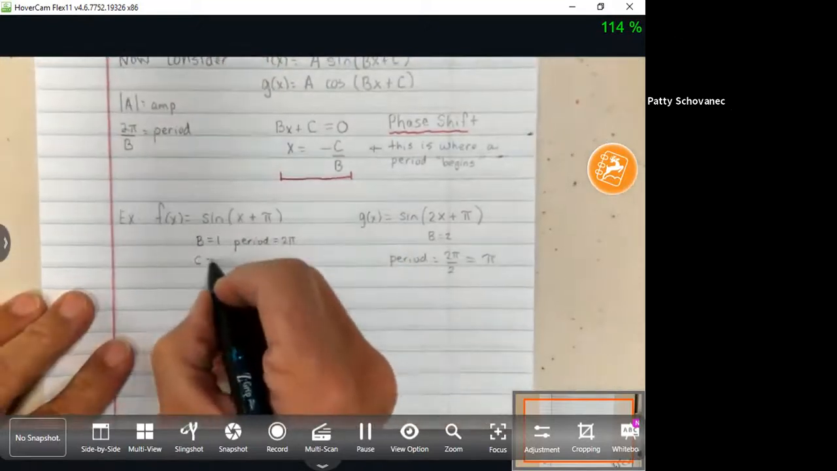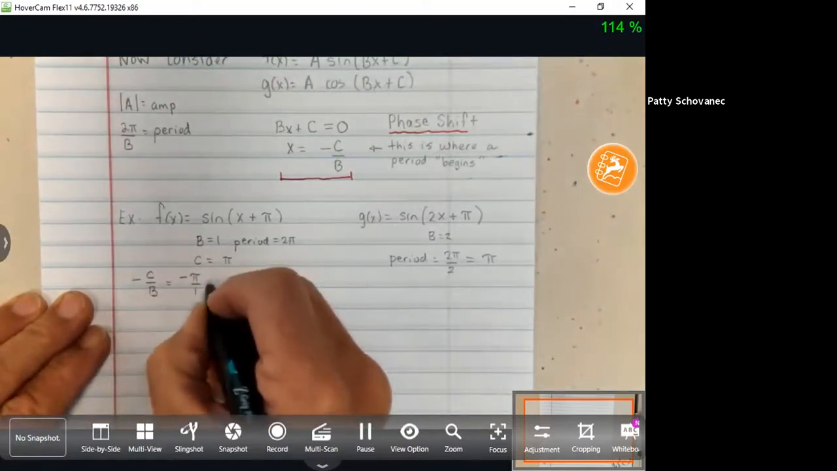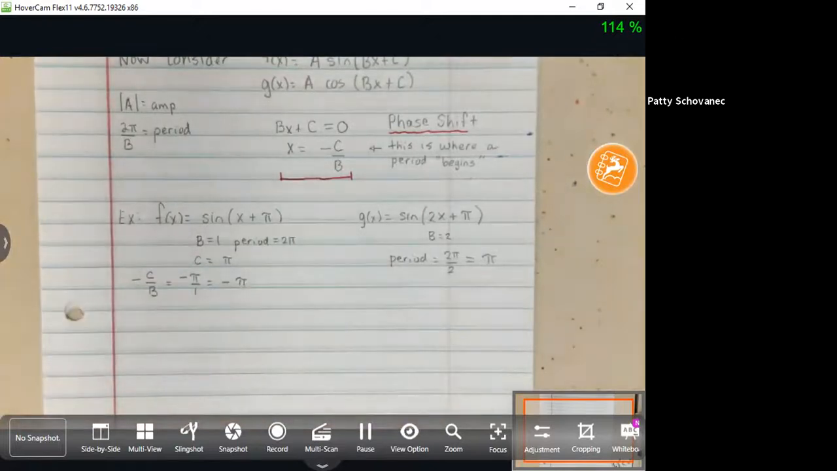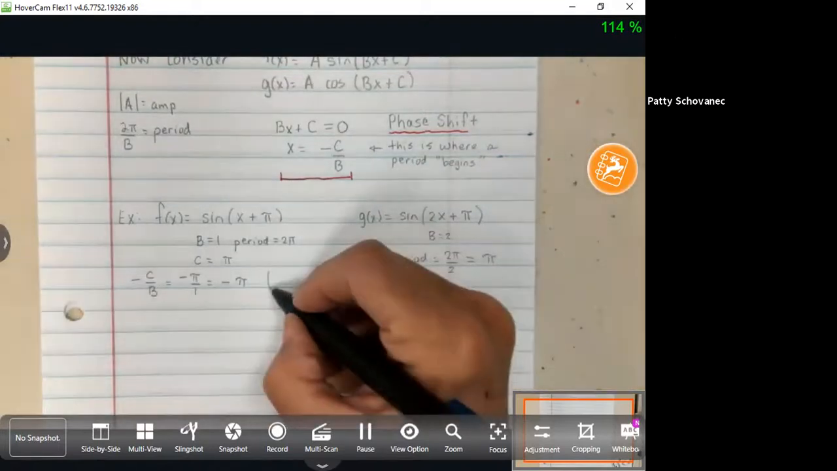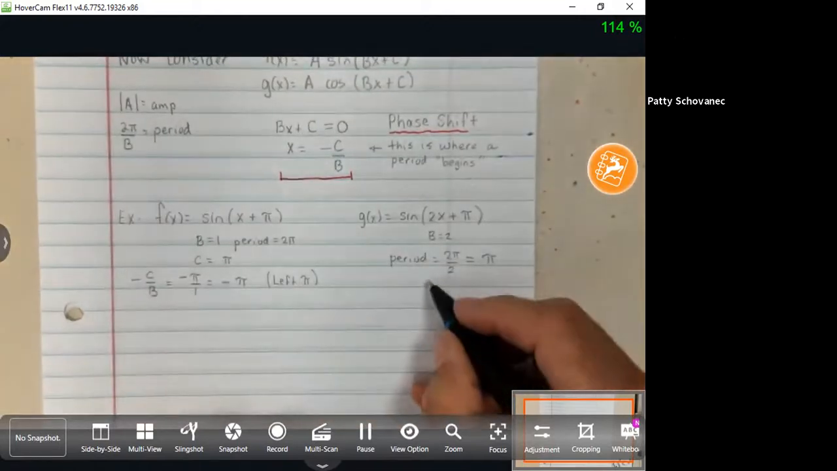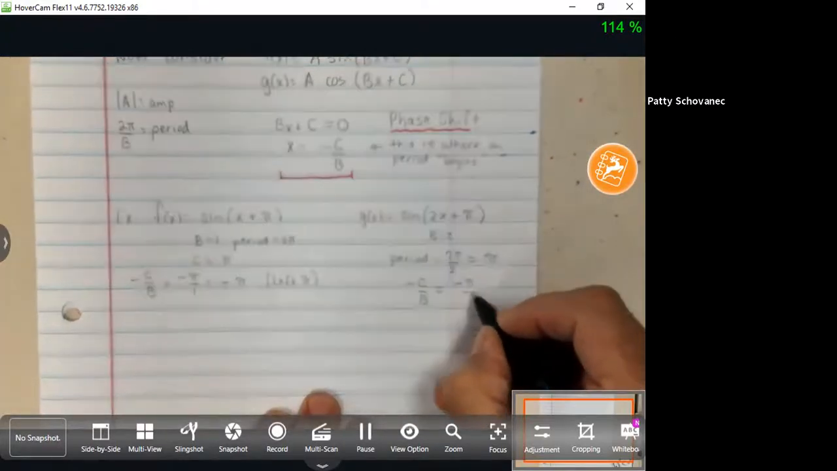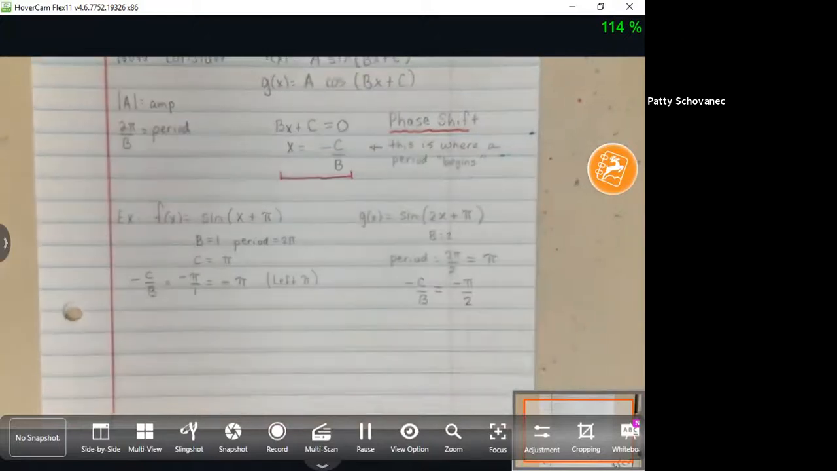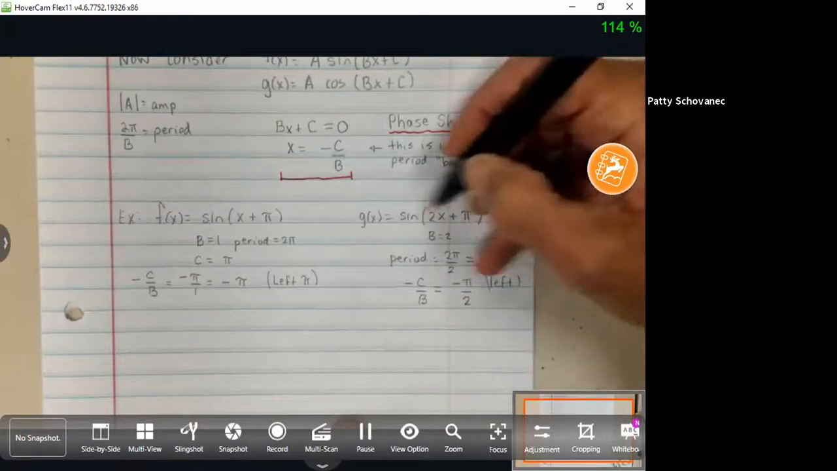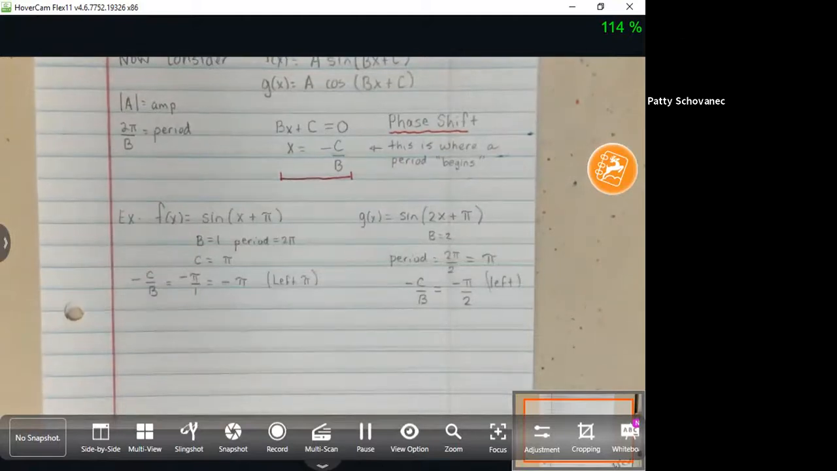Here, c is equal to pi. So the ratio minus c over b becomes minus pi over 1, or minus pi. The minus sign is going to indicate that it picks the graph up and moves it to the left, pi radians. So the shift is to the left. Move everything over pi. This one has a phase shift of minus c over b, and we said c was pi, b was 2. So minus pi over 2. This one goes to the left, pi over 2 radians. Typically, when a number is added, the graph goes left. When a number is subtracted, the graph goes right. It goes backwards in the x direction.